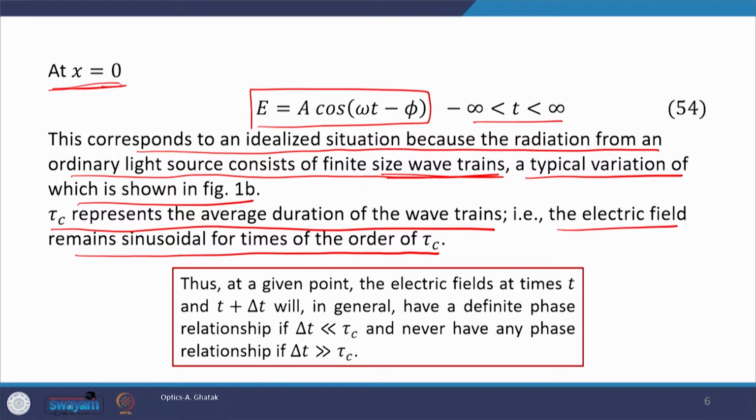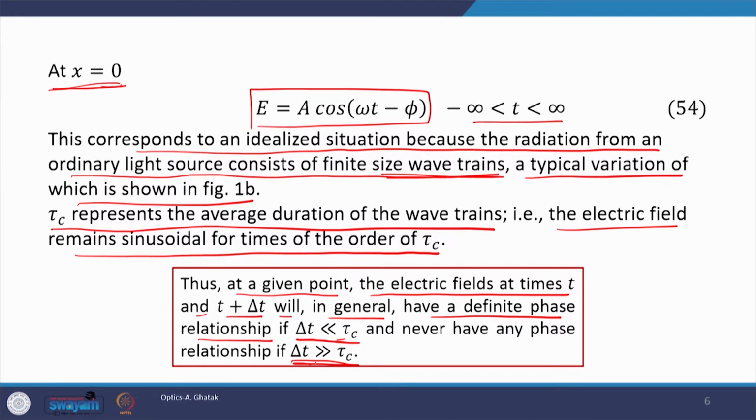Now, we can conclude that at a fixed point x in space, the electric fields at time t and t plus delta t will in general have a definite phase relationship if delta t is much less than tau c. If we pick 2 points in time, then those 2 points will be in a certain definite phase relationship as long as this delta t, the time separation between the 2 time points, is much less than tau c. And these 2 points will never have a phase relationship if delta t is much longer than tau c.